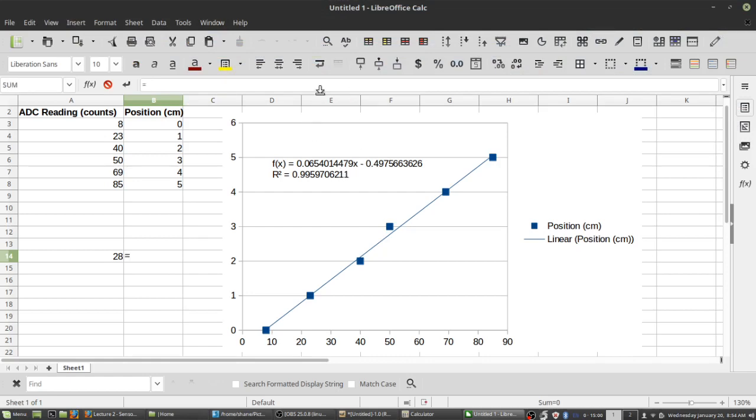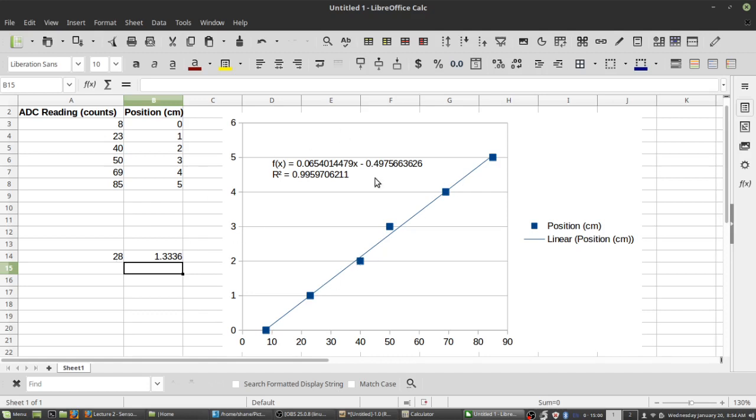So we can just use this equation here. I'm going to simplify it. We're going to have 0.0654, and that should be good enough. We're going to multiply it by this, and we actually get a little bit of an offset here, so we're going to minus 0.4976. We'll just do that. Let's see if that makes any sense. We're at 28, and we're saying we're at 1.3. Yeah, that fits with our data.